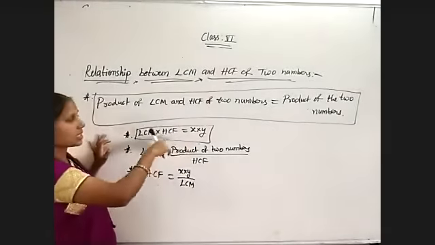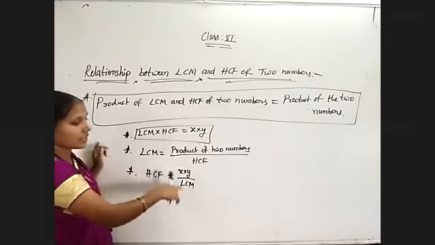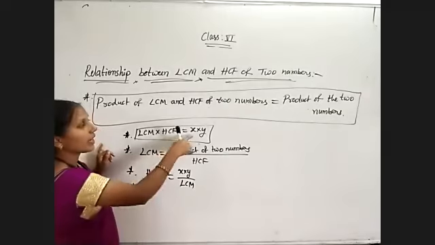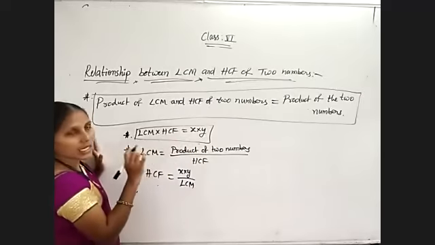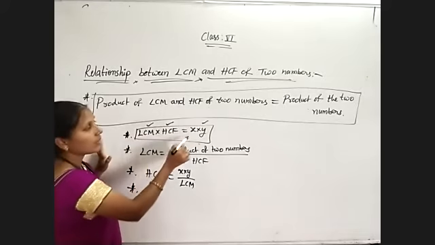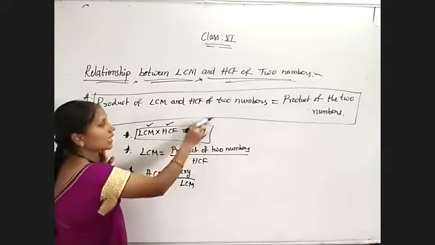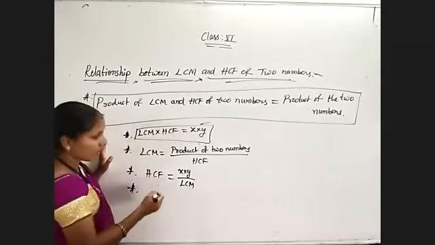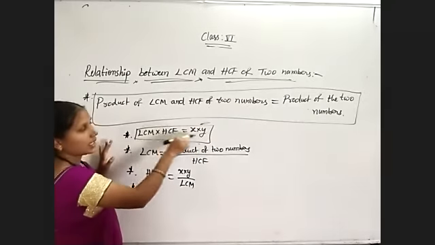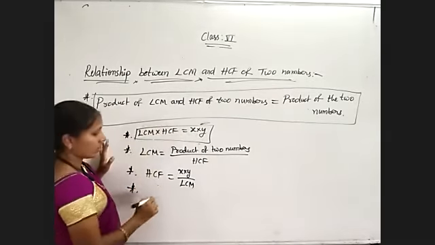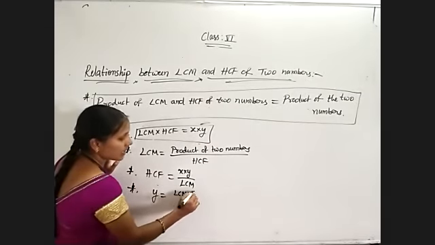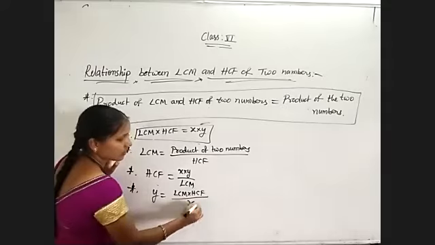This LCM we need to bring this side, so by bringing this side, division. Okay. And next, if any one of the numbers is not given, whenever they give LCM and HCF both, any one number they will miss. In that case, we need to find out the second number by using the formula. For suppose x, we must bring this side, it is in multiplication, so by bringing this side, division. So y is equal to LCM into HCF by x.